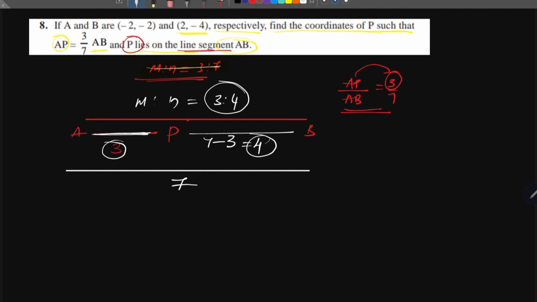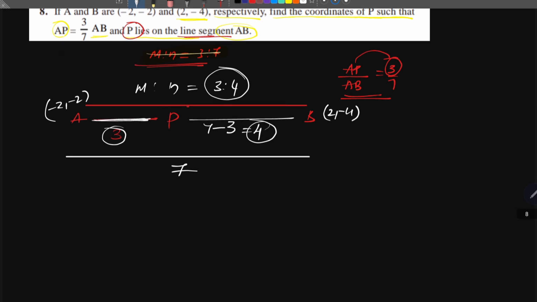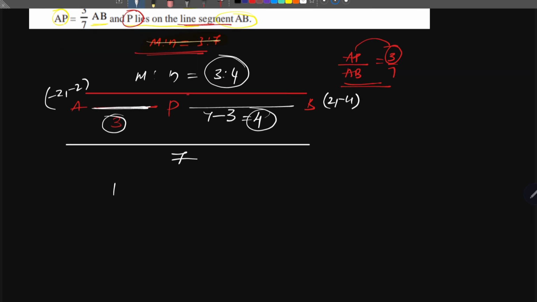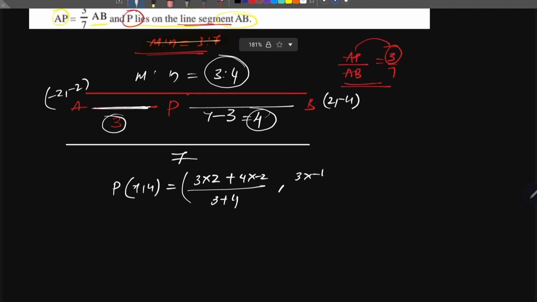Okay, so now apply the locations where A is equal to (-2, -2) and B is equal to (2, -4), and apply the section formula. We need the P location (x, y), which is equal to, applying directly, (m x2 + n x1) divided by (m + n). m is equal to 3, so 3 into x2, which is 2, plus n is equal to 4, 4 into -2, divided by m plus n. m plus n is 3 plus 4, comma, (m y2 + n y1) divided by (m + n), which is 3 into -4 plus 4 into -2 divided by 3 plus 4.